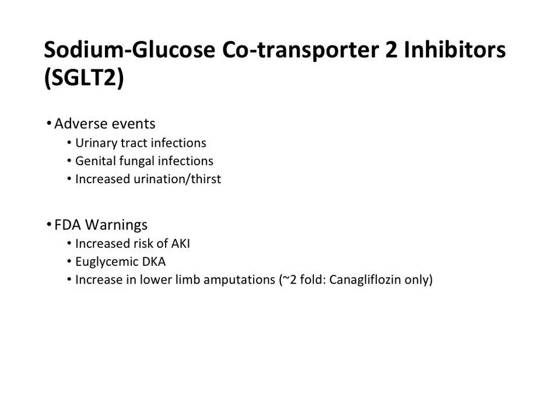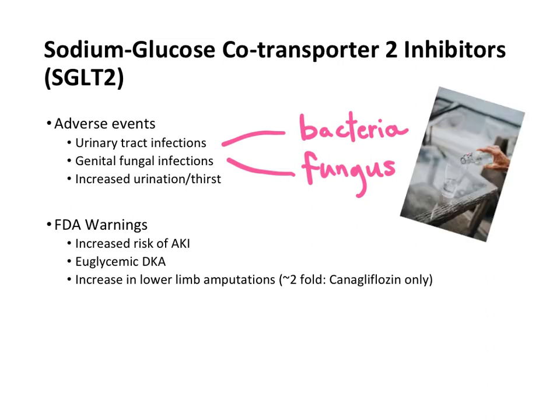So what would we expect for an adverse event if we're dumping glucose into the urine? Well, glucose is a great medium for the growth of fungus and bacteria. So yep, you guessed it, urinary tract infections and genital fungal infections are a lot more likely in patients who are on an SGLT2. Because we're dumping glucose into the urine, water is following that glucose because it's a large molecule. So the patient may be more thirsty, maybe increasing their urination frequency. So the patient needs to be warned that they should really stay hydrated.